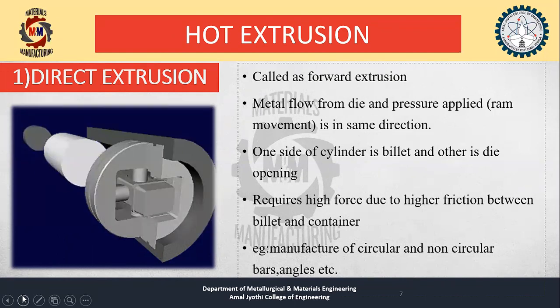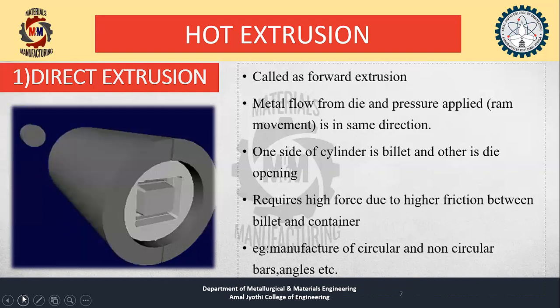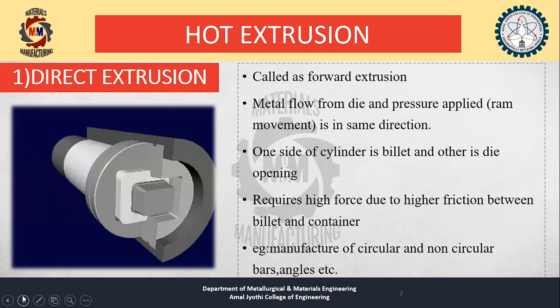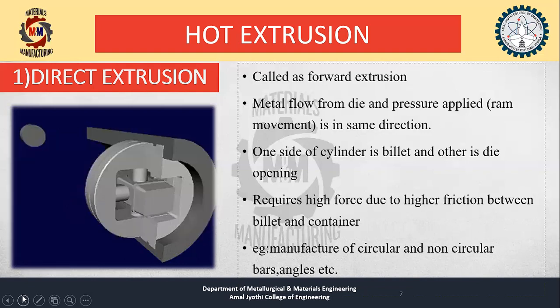Here we can see that on one side of the cylinder the billet, or the material that needs to be extruded, is present, whereas on the opposite side there is a die opening. When a compressive force is applied, the material passes through the die opening and the extruded product is obtained. It mainly requires a high force, because higher friction is present between the billet and the container. The main applications of direct extrusion include manufacturing of circular as well as non-circular bars, angles, etc.